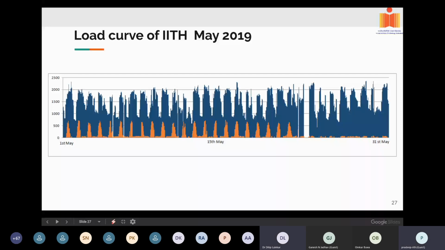Yeah. Sir, one more question. When we are connecting more number of buildings, is there any IoT related issue which we'll have to face?